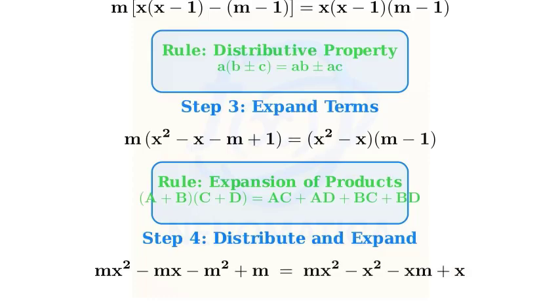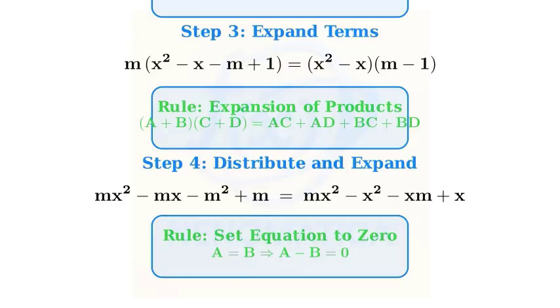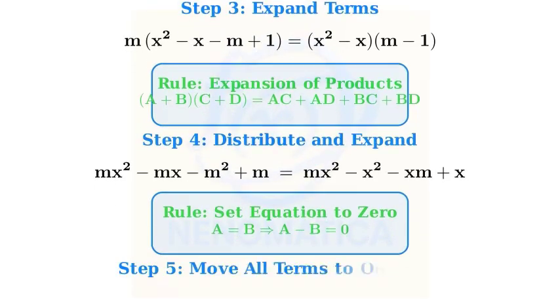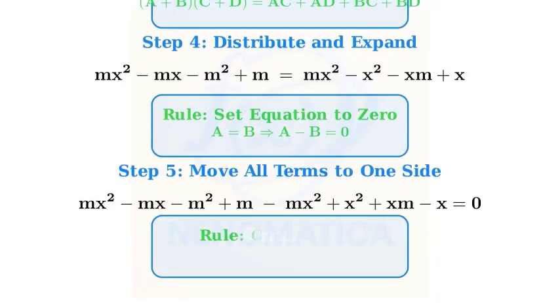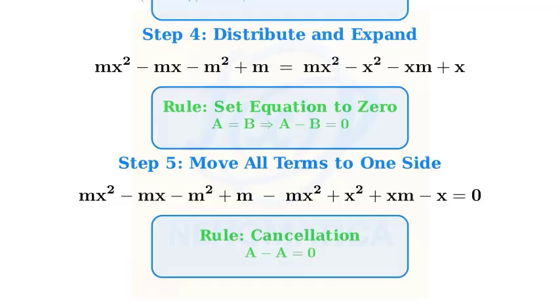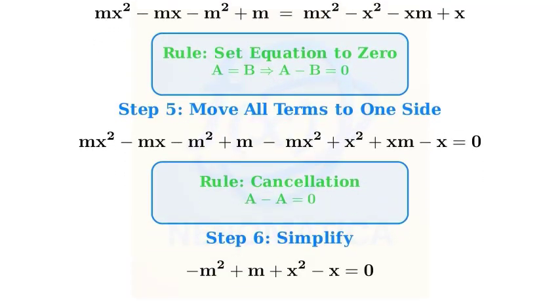Step 5. Move all terms to one side to set the equation equal to 0. If a equals b, then a minus b equals 0. Subtract the right-hand side from both sides. Step 6. Combine like terms and simplify. A minus a equals 0, so cancel identical terms. The mx squared terms cancel, as do the mx terms.